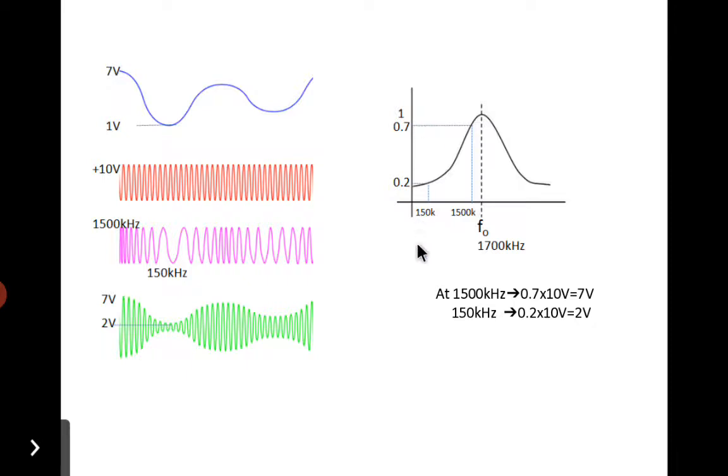That means that at a frequency of 1500 kilohertz in the FM signal, the output of the tuned circuit will be 0.7 into 10, where 10 is the amplitude of the carrier, which is equal to 7 volt. Now at a frequency of 150 kilohertz, the response curve is showing 0.2. That means that at 150 kilohertz, the output of the tuned circuit is 0.2 into 10, which is equal to 2 volt. Now at the output, we get an amplitude modulated signal that varies from 7 to 2 volt.